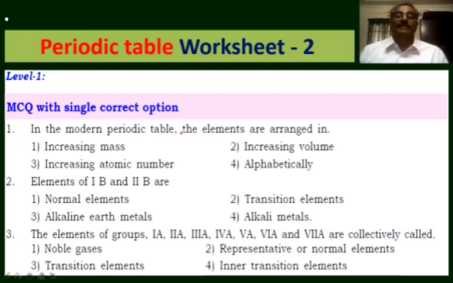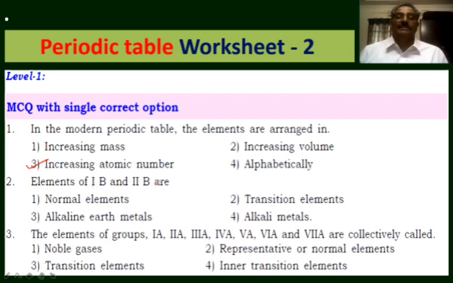In the modern periodic table, the elements are arranged in the options given: increasing mass, increasing volume, increasing atomic number, alphabetically. You know that in the modern periodic table, the elements are arranged in the increasing order of atomic number. So third option is the right option. Second question.